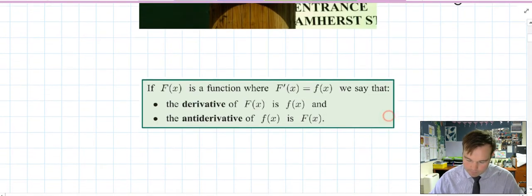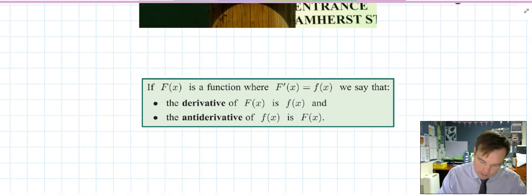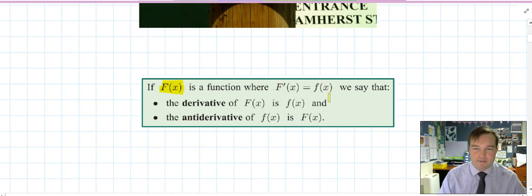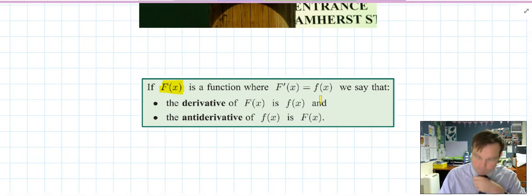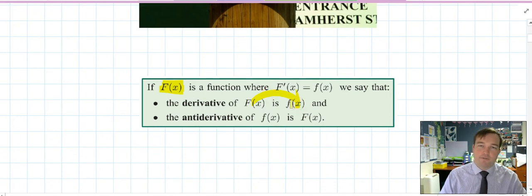So, if you take a look here, if we say capital F of x is a function where F dash of x is f of x. Note the little f. Don't get too caught up in the notation of big or little. It doesn't really make any difference. It's just a way to differentiate between the two. So what we can say is the derivative of big F is little f. And that's what we've been doing. If we find the derivative, then we go one way.